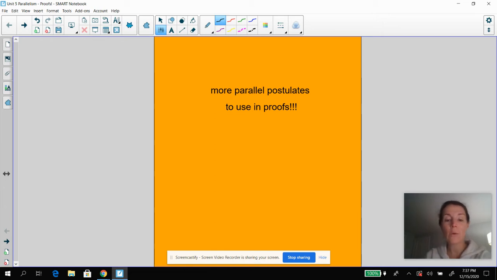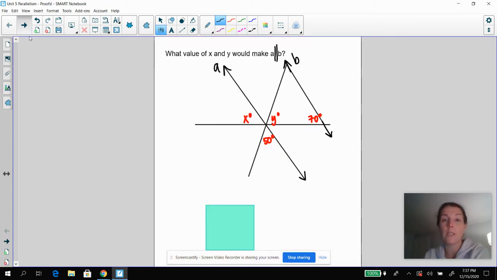So as we are putting more information into our proofs, I wanted to give you some more parallel postulates that you can use in your proofs to help you out and move through the journey. Before we do that, I wanted to warm up a little bit. So I want you to pause the video and answer this question.